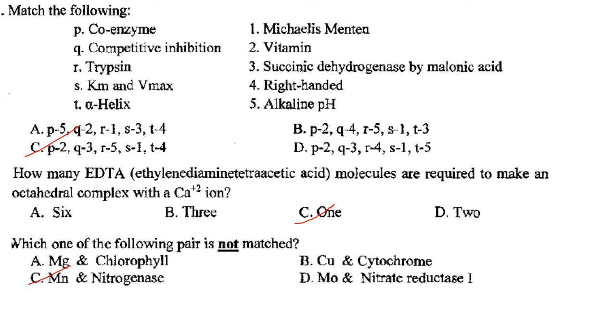So next question. Coenzyme is vitamin, P2. Then competitive inhibition is succinic dehydrogenase by malonic acid. Trypsin is alkaline pH, Km and Vmax is Michaelis-Menten, and alpha helix is right-handed, T4. So the answer is option C, that is P2, Q3, R5, S1 and T4.